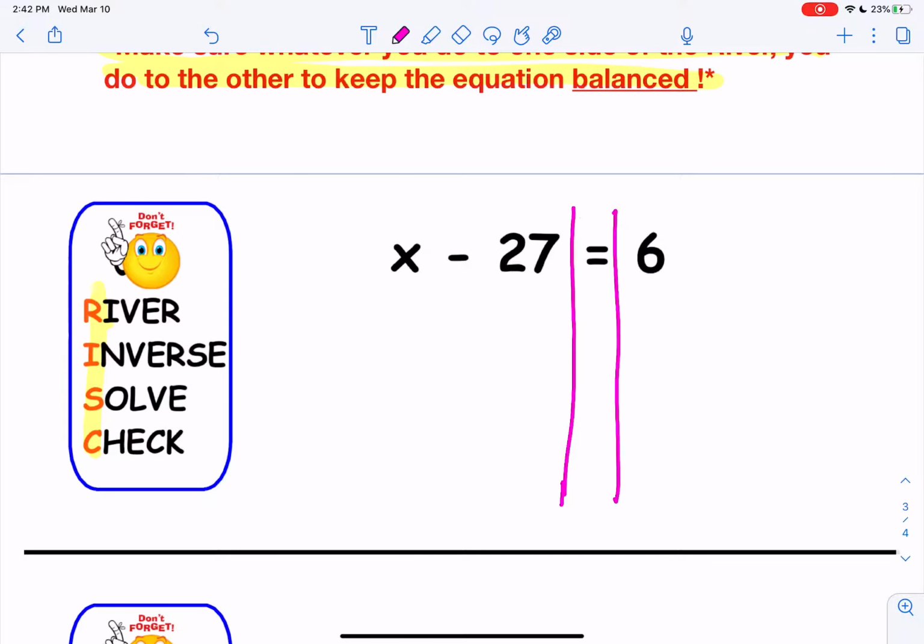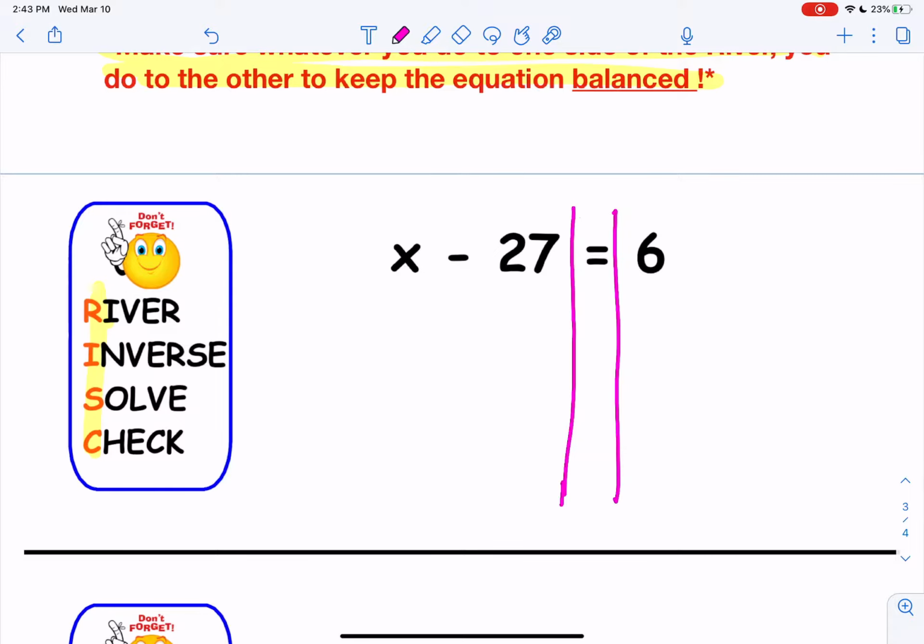Okay, now second step, inverse operation. So we have x minus 27 equals 6. The whole goal for solving equations is to find out what the variable equals. So we want to get x by itself. If we want x by itself, that 27 is a problem, okay?